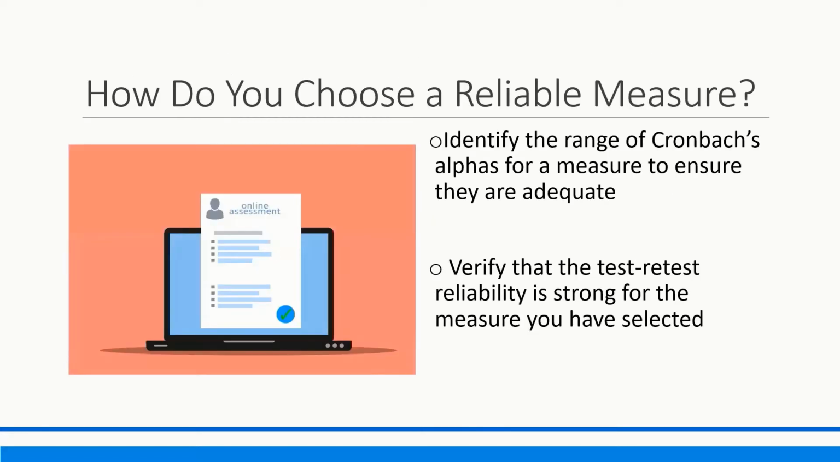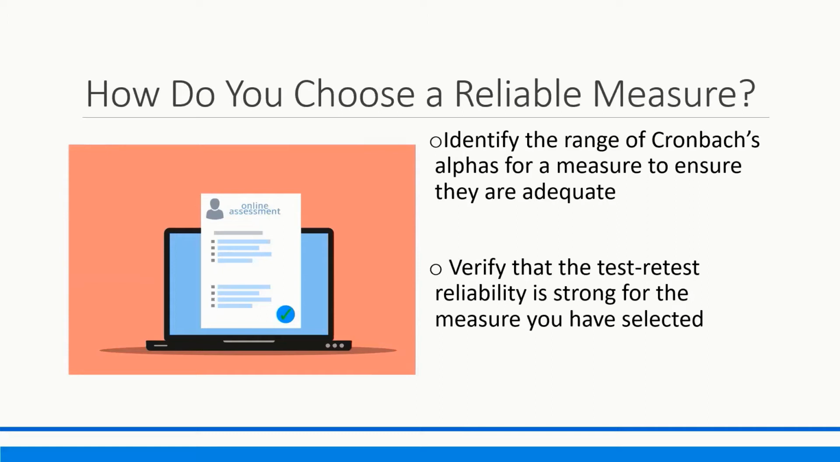So once you have identified who your participants are and how they will take the measure, it's important to consider two statistics that will help you decide which measure is best for your program. One is to identify the range of Cronbach alphas for a measure to ensure they are adequate, and each measure should report what their Cronbach alphas are. The Cronbach alpha tests how closely related the items are as a group, so that you have a good idea of how well it's measuring whatever topic you'd like to measure. In our example, it was gardening knowledge.